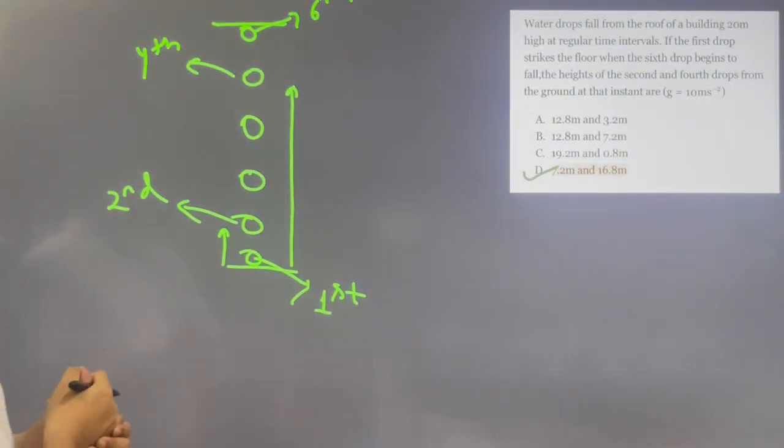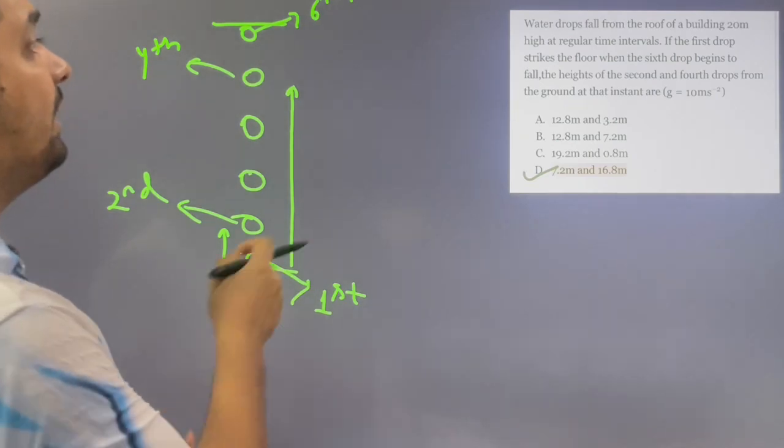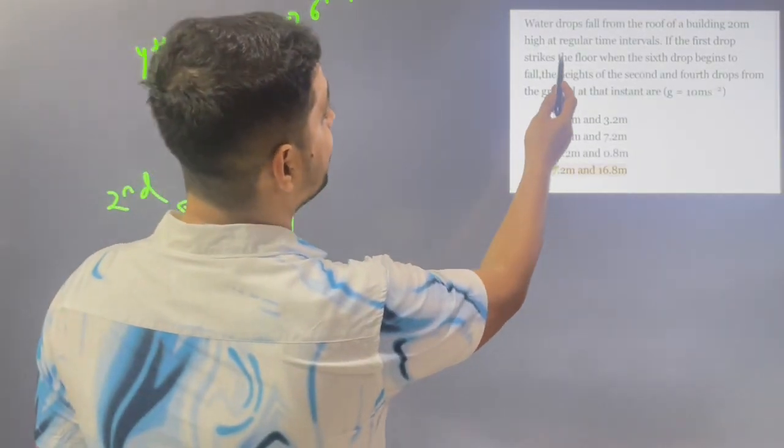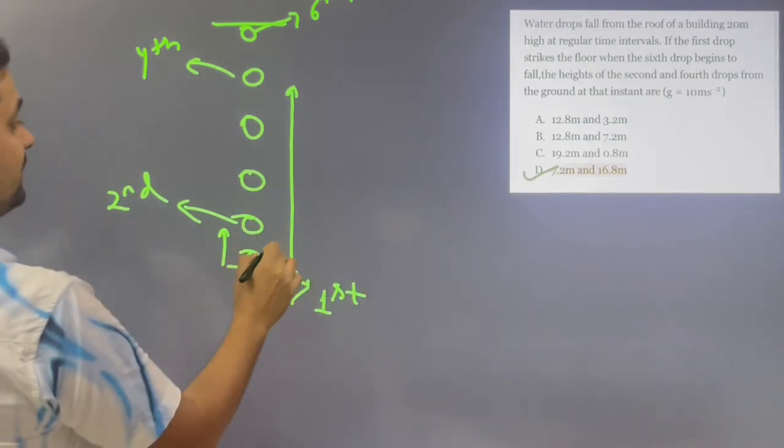So see here what happens, it is coming after regular interval of time. Here in the question it is given that there is a regular time interval, that means this time is what?